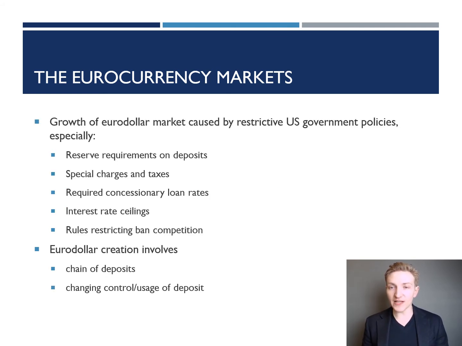Now, given the growth of these, they're relatively accessible to other markets. Part of it has been due to relatively significant restrictions the US government in particular has placed on various US banking institutions. So US banking institutions will have to satisfy various criteria, which are going to involve reserve and deposit requirements. There are relatively special charges and taxes. There are some required discretionary or concessionary loan rates. There can sometimes be interest rate ceilings, and there can sometimes be rules in relation to competition.